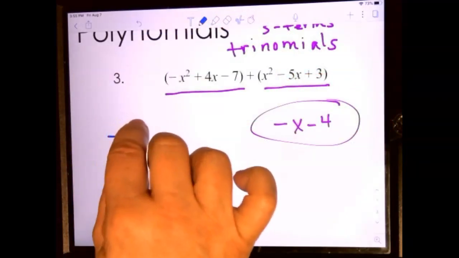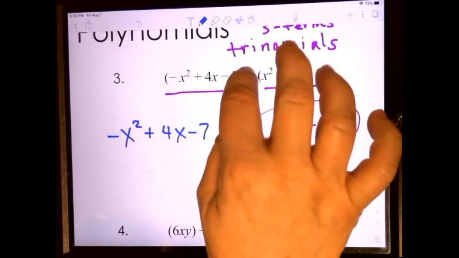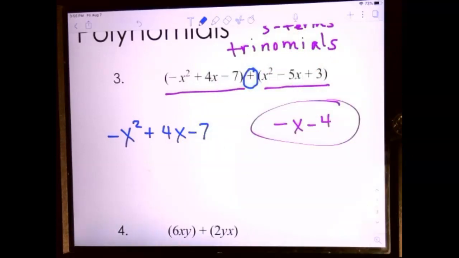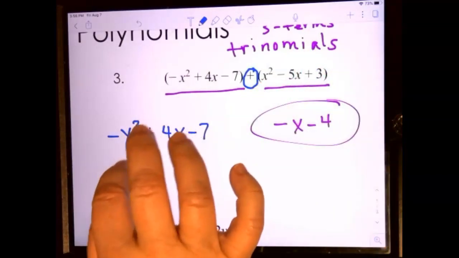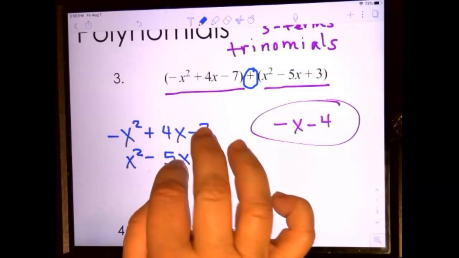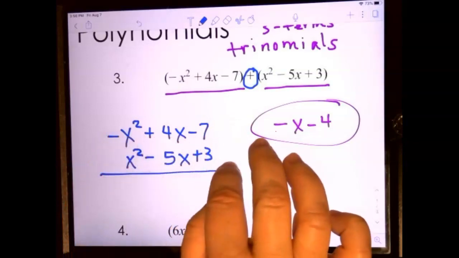Minus x squared plus 4x minus 7. Now always notice what's in between the pairs of parentheses. This is a plus. Since it's a plus, I can just add all these terms just the way they are. So what I want to do is write this one below it: x squared minus 5x plus 3. Now I can just add them together.